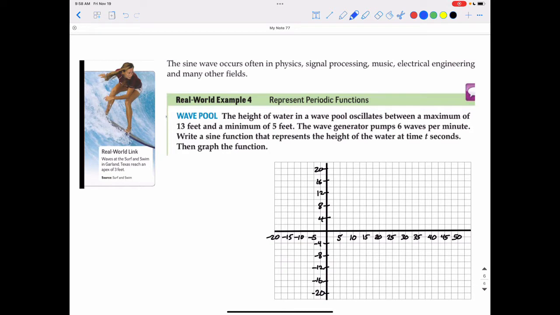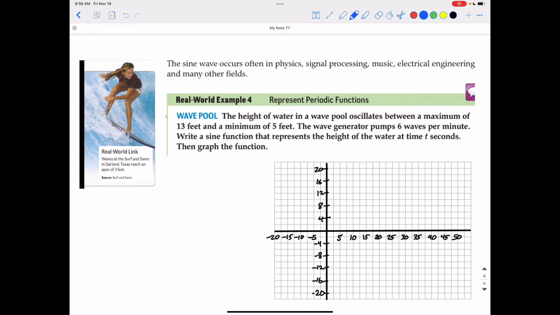describe them. The height of water in a wave pool oscillates between a maximum of 13 feet and a minimum of 5 feet. The wave generator pumps 6 waves per minute. Write a sine function that represents the height of the water at time t seconds, and then graph the function.